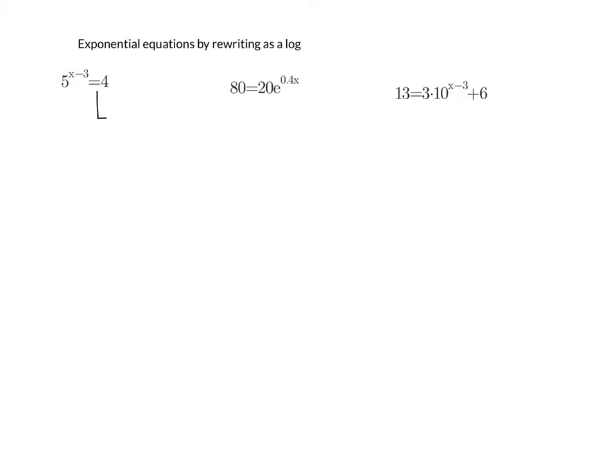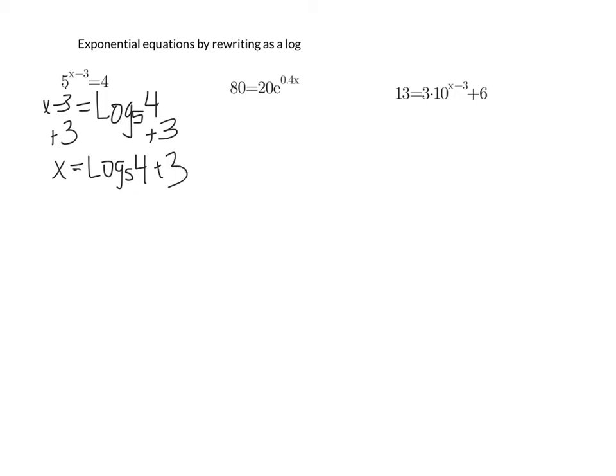The log base 5. The base of my exponent's the base of my log. The number it's equal to goes into the log, and that equals x minus 3. So we have x minus 3 equals the log base 5 of 4. We're going to add 3 to both sides, and x equals the log base 5 of 4 plus 3. And we don't know what the log base 5 of 4 is off the top of our head, so we're going to have to plug it in our calculator.